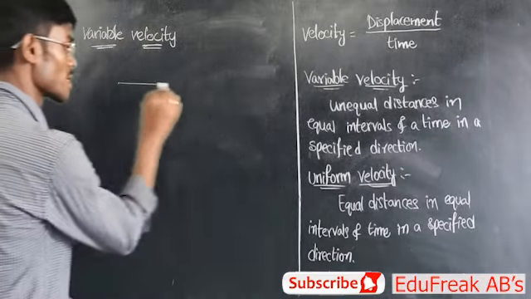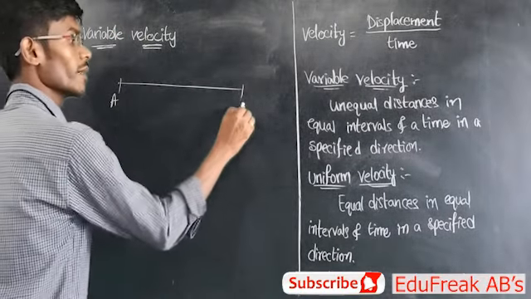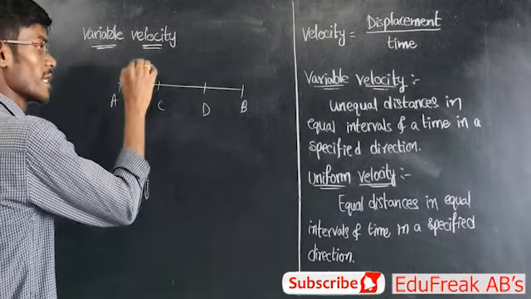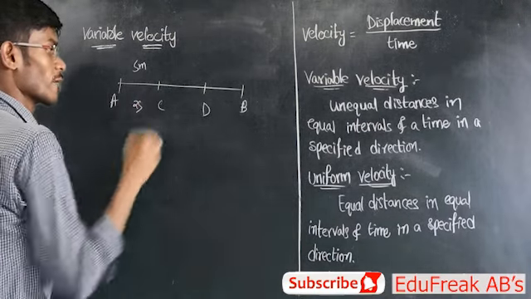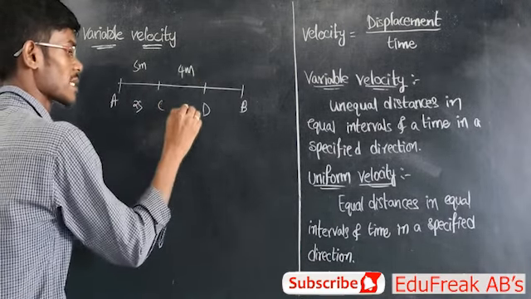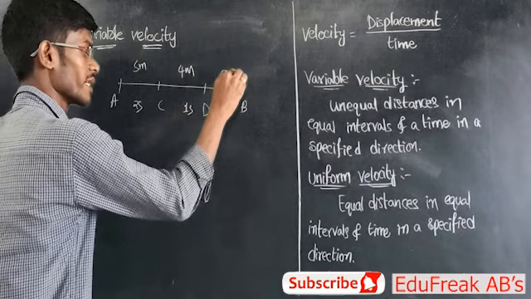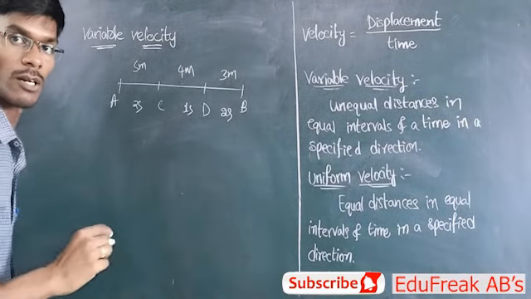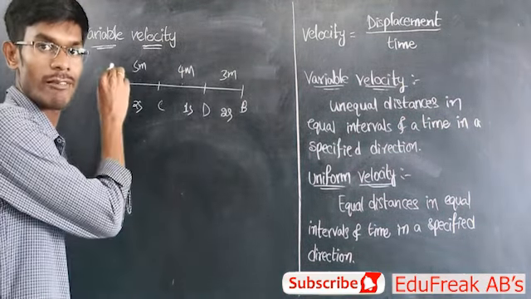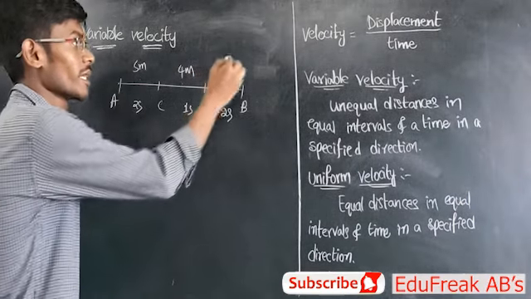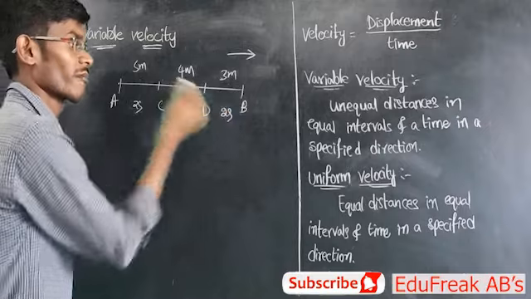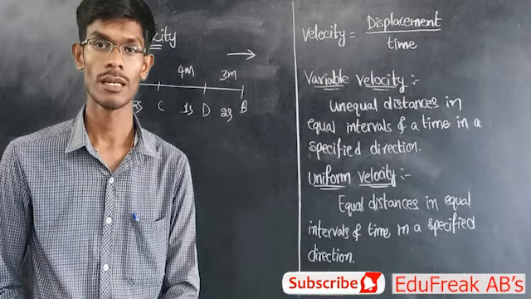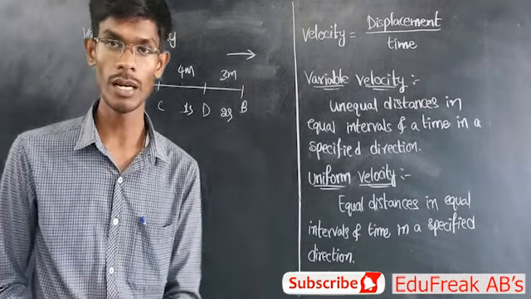Okay. Then what is variable velocity? Observe here. The object from A to C has covered 5 meters, taking 2 seconds. Here 4 meters, it has taken 1 second, and 3 meters, 2 seconds. So if you observe the first case, second case and third case, in all three cases the displacements or distances covered in this particular direction are different and the time intervals are also different. Those types of velocities we will call non-uniform velocities or variable velocities.